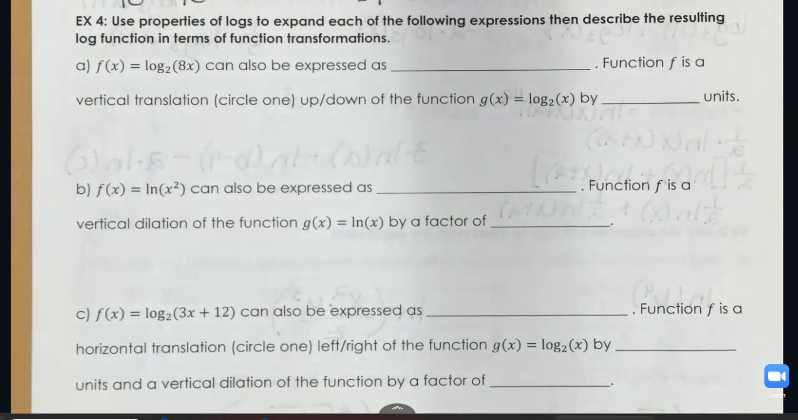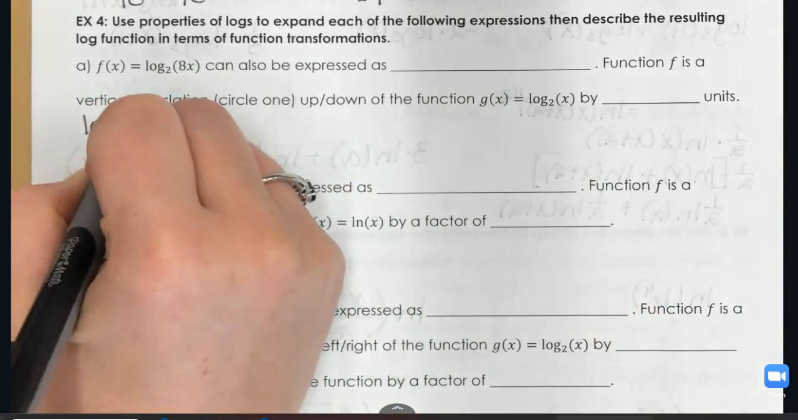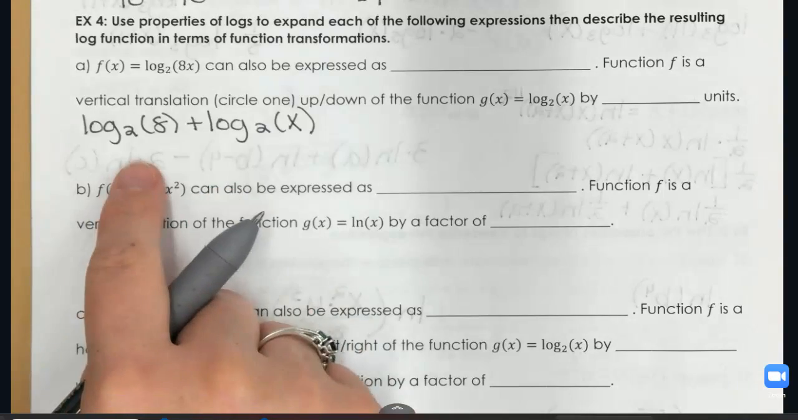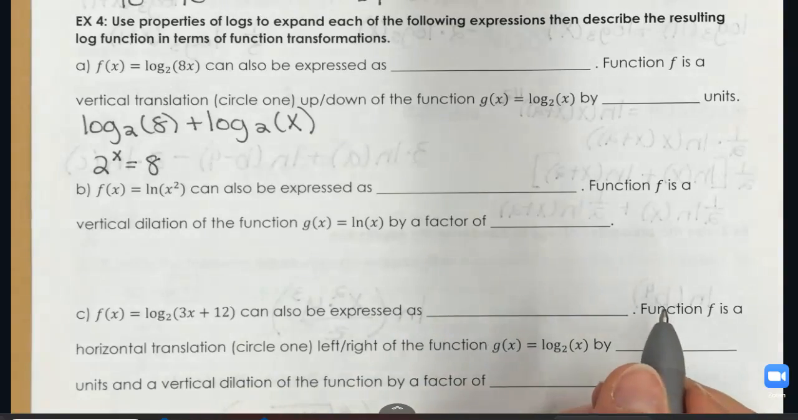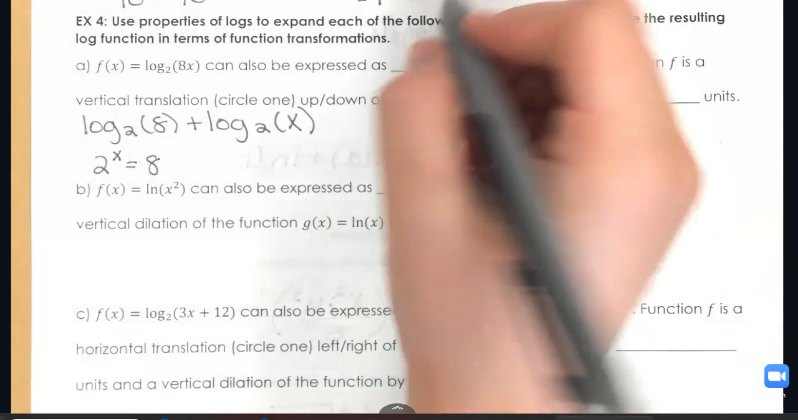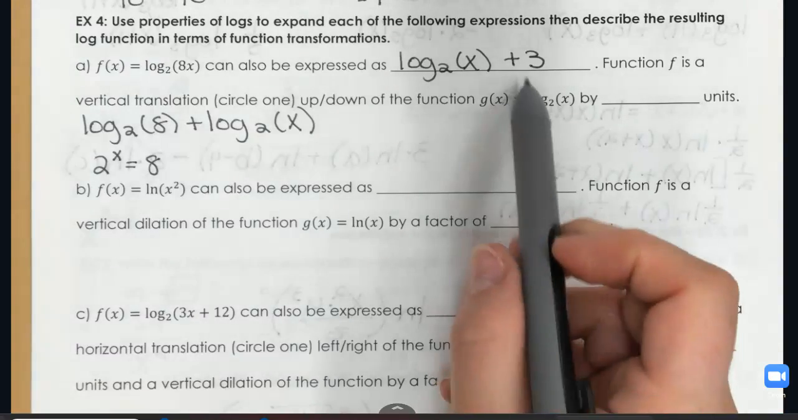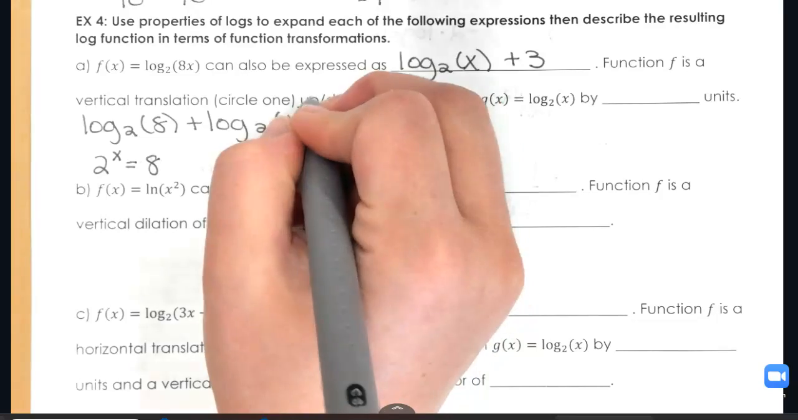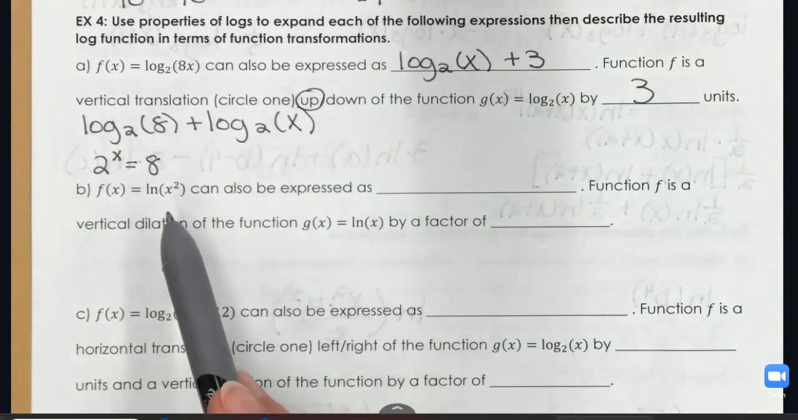So with that in mind, we are going to do some expansion and determine how that applies to transformations of our parent functions. So if I have log base 2 of 8x, I can expand that out into log base 2 of 8 plus log base 2 of x. Now, what is log base 2 of 8? This is saying that 2 to some power is equal to 8. Well, 2 to the 3rd power is 8. So that means that log base 2 of 8 is 3. So this could be expressed as log base 2 of x plus 3. So if I was going to compare this to my parent function, this means that I have applied a vertical shift up 3 units.